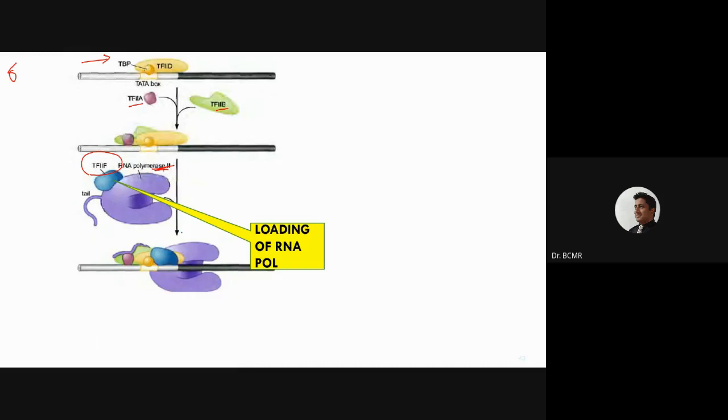So we have different functions. TFIIF will interact with TFIIB, and TFIIB will interact with TFIIF, which is bound to RNA polymerase. So you have RNA polymerase in the promoter bound to the DNA. That is called the pre-initiation complex.